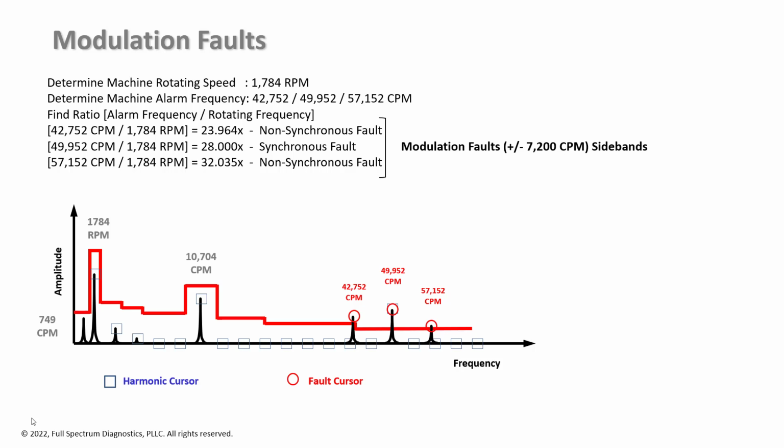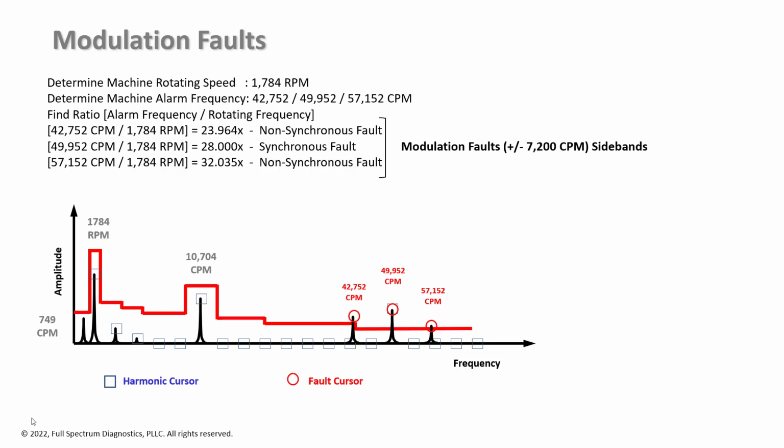23.964. So it's a non-synchronous ratio. If I look at 49,952 divided by 1784, I get exactly 28 times running speed. We're on a motor. There's no gearbox that can produce something like this because we just don't have one for this compressor. We might have blades in the compressor that might be able to, if we had 28 compressor blades. But the more logical one would be we have a rotor bar issue. We have 28 rotor bars in this motor.